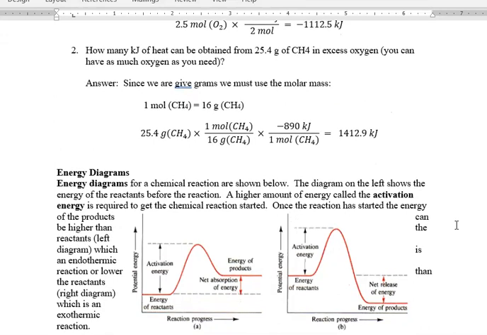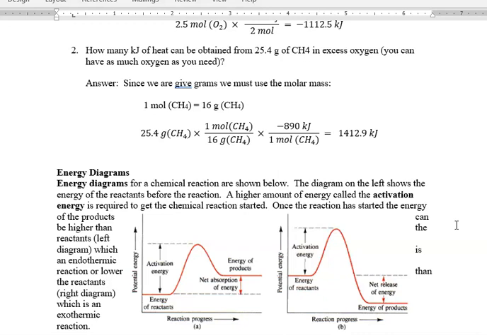Okay. How many kilojoules of heat can be obtained from 25.4 grams of CH4 in excess oxygen? So you have all the oxygen you need. Well, remember, chemical equations don't know about grams, they know about moles, so you do a molar mass conversion. So 25.4 grams times 1 mole over, we'll just round it to 16 grams for CH4, that's the molar mass of methane.